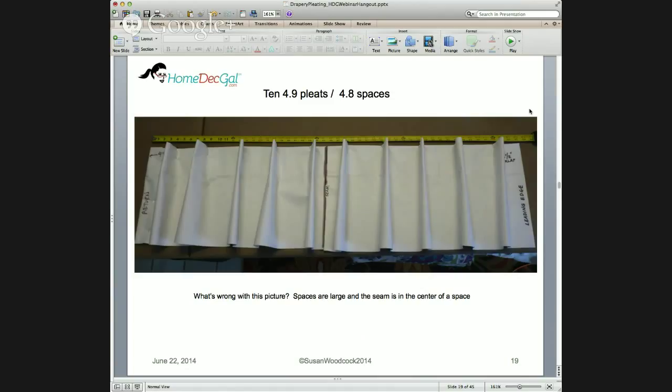And here's how that looks. 4.9-inch pleats and 4.8-inch spaces. So the pleats and spaces are almost identical in size. And what's wrong with this picture? The spaces look too big.